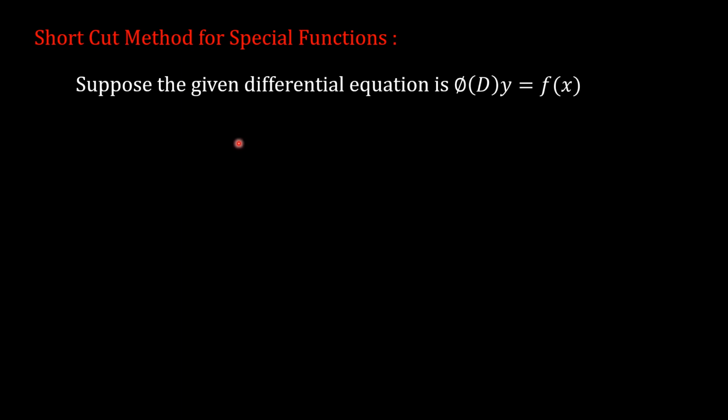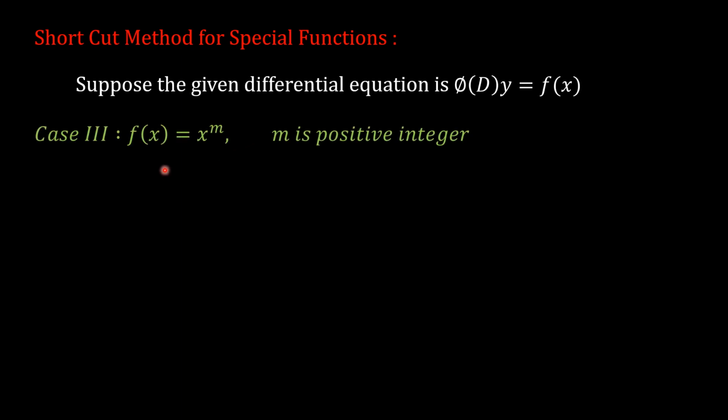So this is the third special function, which is f of x is equal to x raised to m, where m is any positive integer. In this case, yp will be given by 1 upon phi of d x raised to m, because our f of x is now x raised to m. To obtain the particular integral in this polynomial function case, we have to recall the Maclaurin series formulae for a few functions. Which are those functions? Let us see.